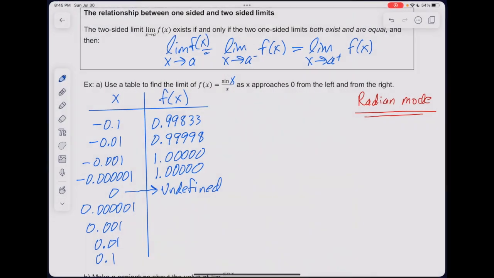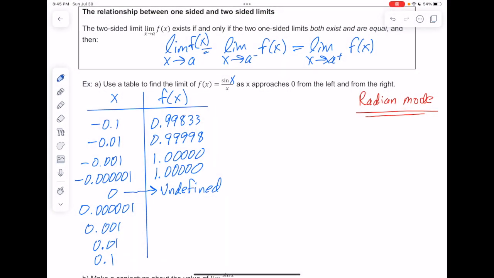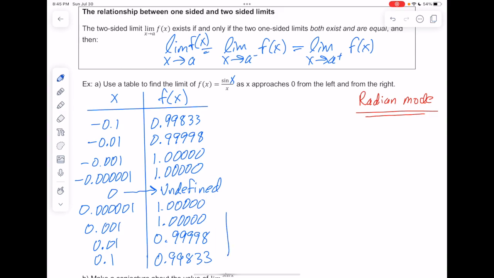So let's write those down. This is kind of the direction we went, right? It was from the bottom up here. So for 0.1, we got 0.99833. And then when we plugged in something a little closer from the right, we got 0.99998. And then for the next two, they rounded to 1 when we put 5 decimals. So we went this way and this way. Coming from the left and the right, we got the same thing.